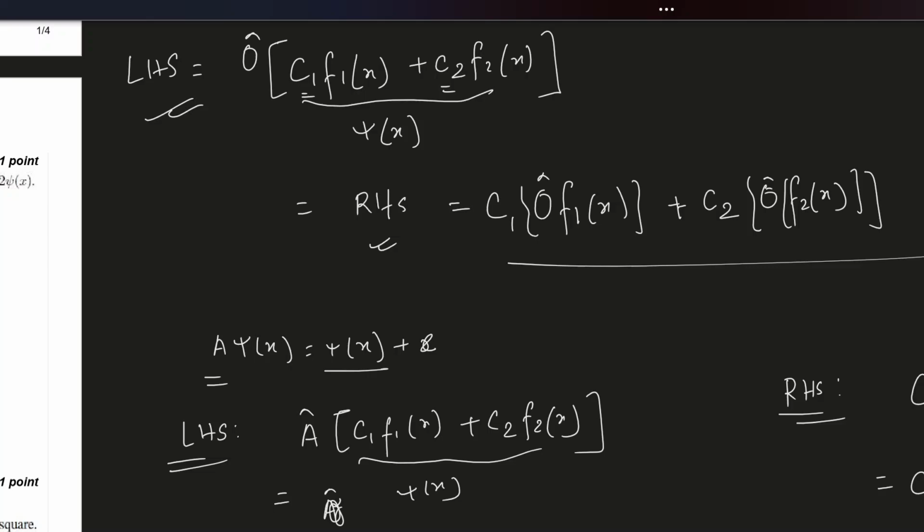So you can clearly see that LHS is not equal to RHS. That means the A cap operator, with this definition of A, is not a linear operator.